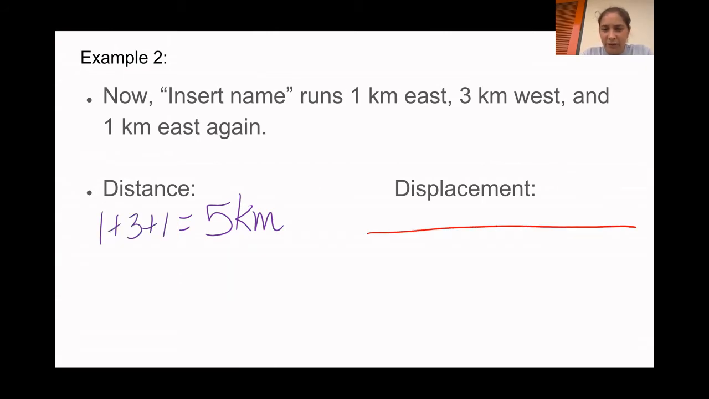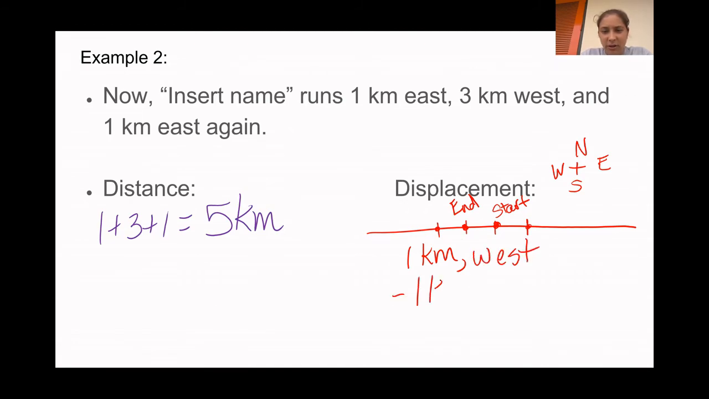So here we go. Here's our number line. Here's our starting spot. And let's see, we're going to go 1 kilometer to the east. Eat waffles. So we're going to go 1 tick mark over here. Start. And then we're going 3 to the west. So that's going to be 1, 2, 3. And then let's see, I go 1 kilometer east again. So that's going back in this direction. So here is my end point. So for this one, I am still 1 kilometer away from my starting point to the west, which again is a negative 1 kilometer.